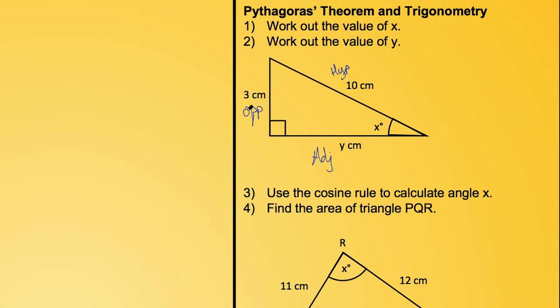The ones that I know about are opposite and hypotenuse, so I'm going to be using sine, because that's the one that includes opposite and hypotenuse. So I've got sine x equals 3 over 10. x equals sine to the minus 1 of 3 over 10.